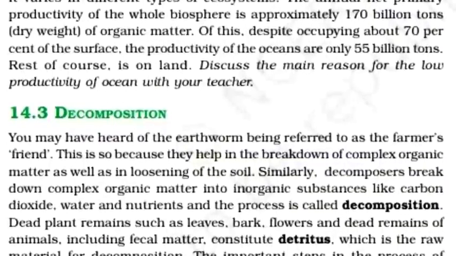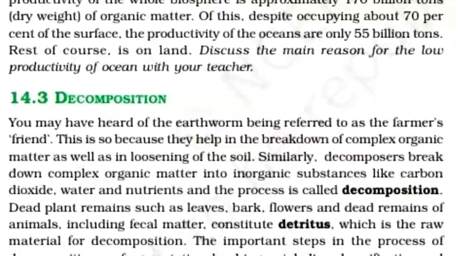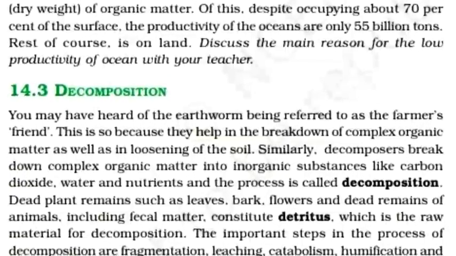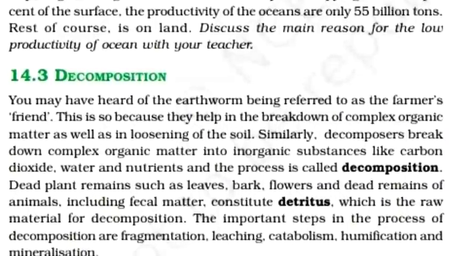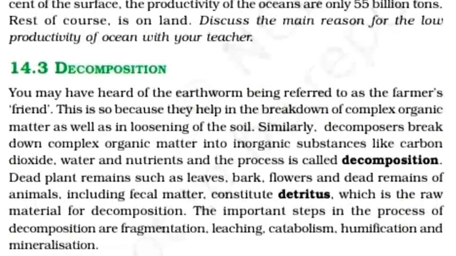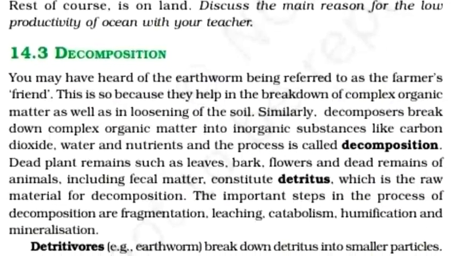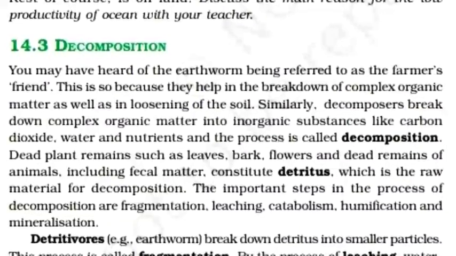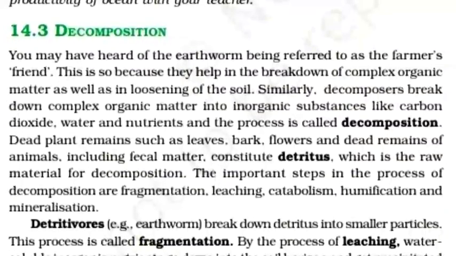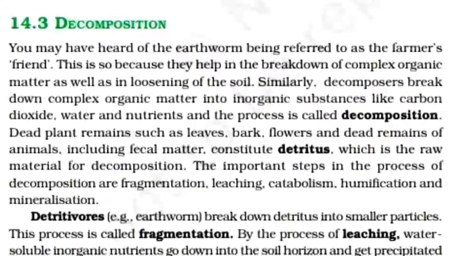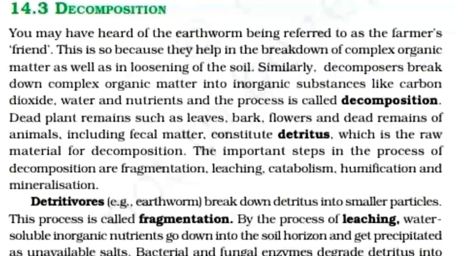Decomposition. You may have heard of the earthworm being referred to as the farmer's friend. This is so because they help in the breakdown of complex organic matter as well as in loosening of the soil. Similarly, decomposers break down complex organic matter into inorganic substances like carbon dioxide, water and nutrients, and the process is called decomposition. Dead plant remains such as leaves, bark, flowers and dead remains of animals including faecal matter constitute detritus, which is the raw material for decomposition.